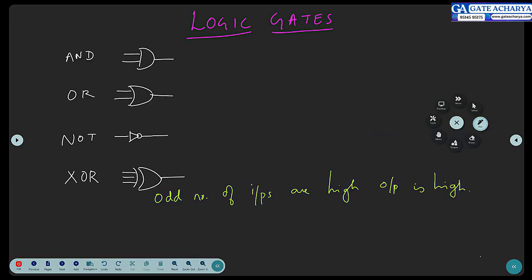What is the meaning of a truth table? How do you define a truth table? A table of all possible inputs. Truth table means it's a table of all possible inputs. Can you make a truth table of a 3-input XOR gate? Truth table for a 3-input XOR gate.